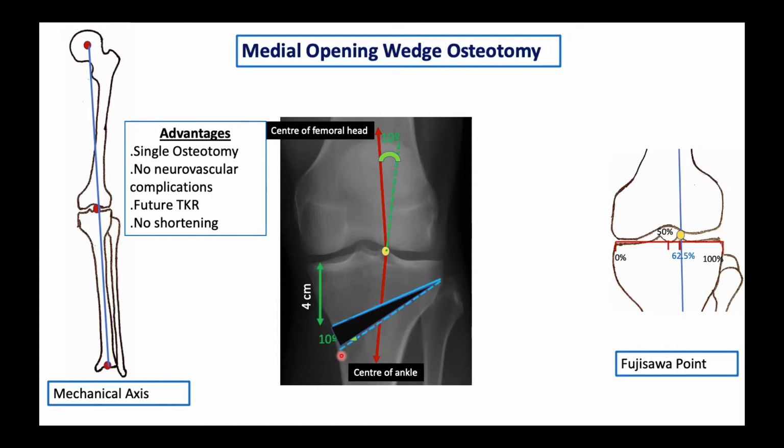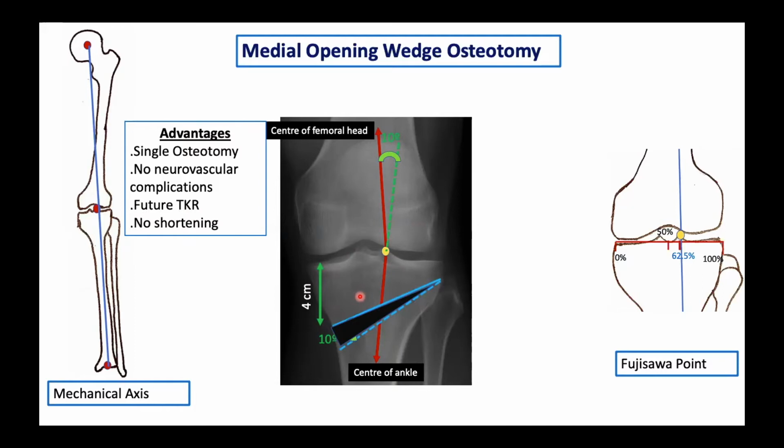The advantages of medial opening wedge osteotomy are that a single osteotomy is enough here, and there are no neurovascular complications because we are going well above the level of the fibular neck. So there is less likelihood of neurovascular injuries. And in case we need a future total knee replacement, we have a good amount of bone stock in the proximal tibia, which is necessary for total knee replacement surgeries, because this is one of the surgeries to delay the total knee replacement or to buy time for it. And there is no limb shortening.